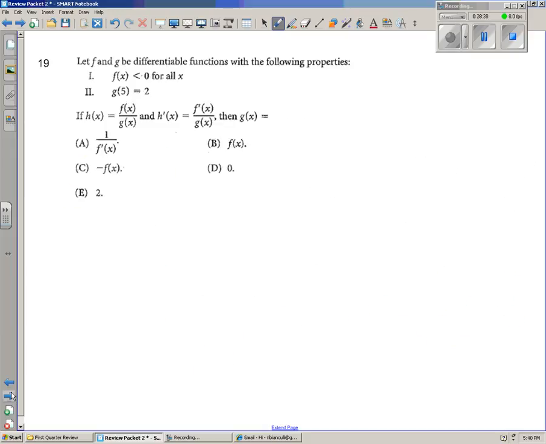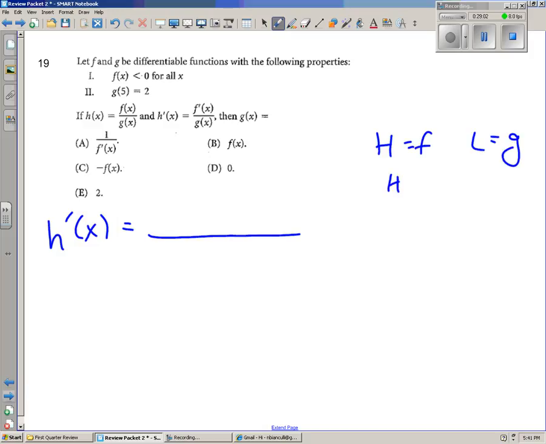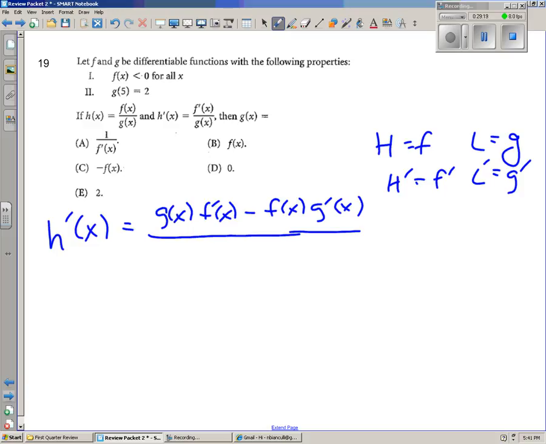Number 19, let f and g be differentiable functions with the following properties. We know f of x is less than 0 for every x, and g of 5 is 2. So they told us that h of x is f over g, and h prime happens to be f prime over g. But we also know another way to get h prime. Well, it's the quotient rule. So the high function is f, the low function is g, high prime is f prime, low prime is g prime. So let's do this. Low d high would be g of x times f prime of x, minus high d low, which would be f of x times g prime of x, over low squared, which is g of x squared.